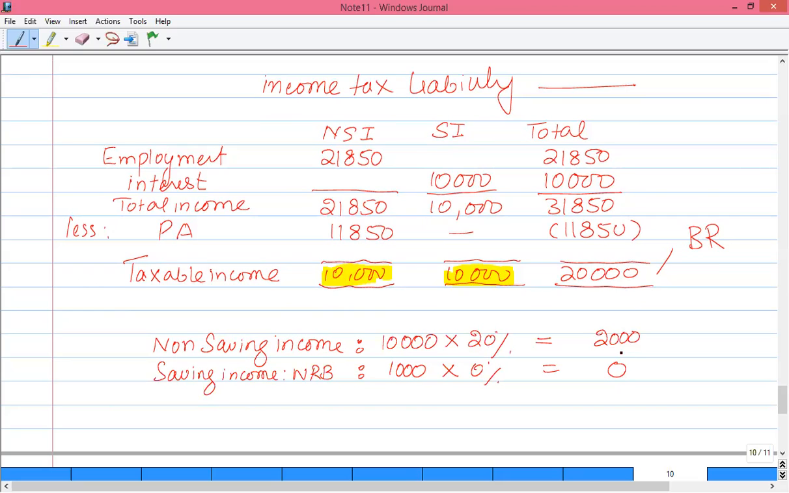Now this is the application of the rules. First of all, I told you the rules and now I'm applying each rule. So the other saving income, that is other than nil rate band, whatever is the source of income. So this total was 10,000, deduct 1,000 from that. The remaining saving income is 9,000 and the basic rate of saving income is 20%. So that is 1,800. So total tax liability in this case is 3,800 and this is income tax liability.